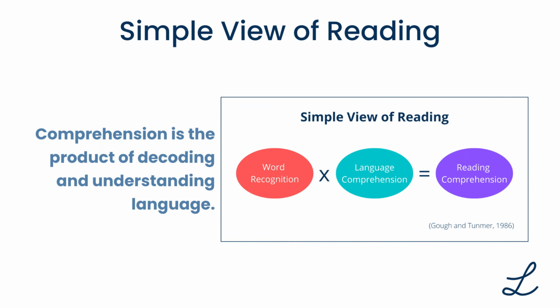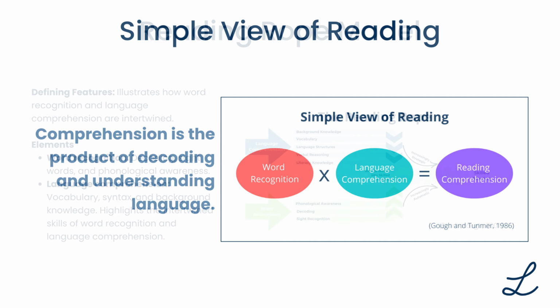The simple view of reading is a foundational framework that helps us understand the relationship between decoding and comprehension. It's summed up in this key formula. Reading comprehension equals word recognition multiplied by language comprehension. Both elements are essential. Strong word recognition allows students to decode words accurately and fluently, while language comprehension enables them to make sense of the text. A weakness in either area limits overall comprehension.